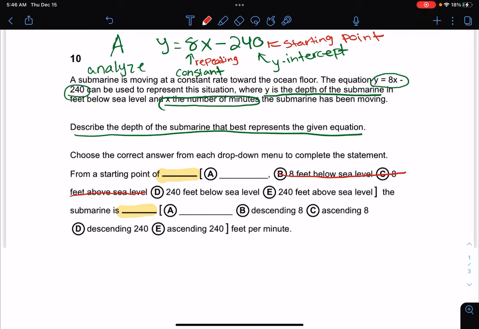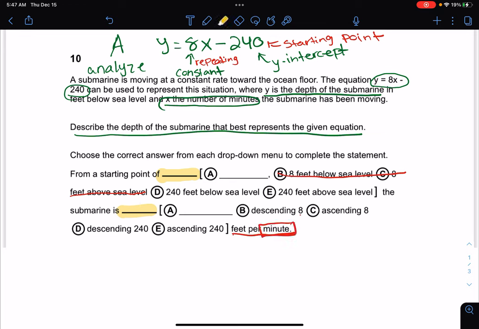And then our second part says the submarine is blank. So you have what is happening to the submarine. Is it descending by 8, ascending by 8, descending by 240, or ascending by 240 feet per minute? Well, per minute, what represents per minute? Or what represents the minutes?